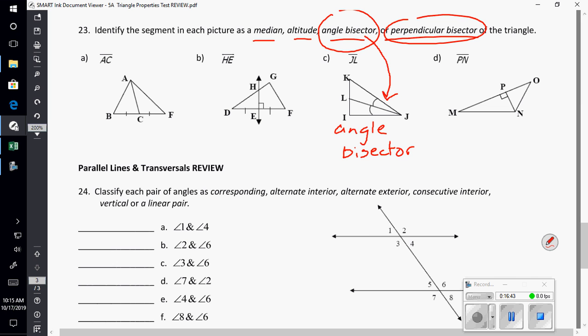Perpendicular bisector is going to cut a side in half perpendicular to that side. So it cuts that side in half perpendicular to that side. This is the perpendicular bisector.